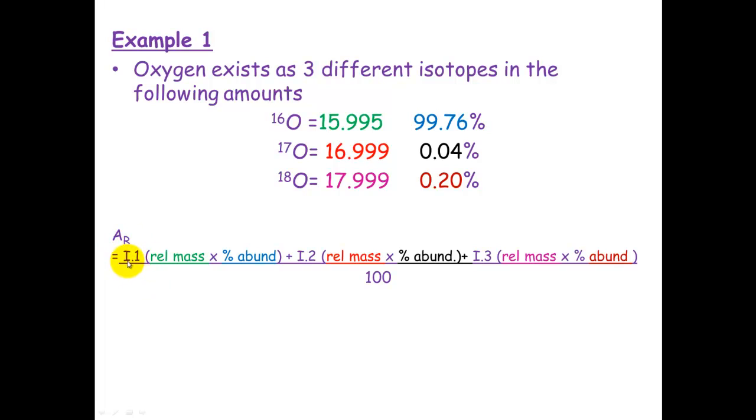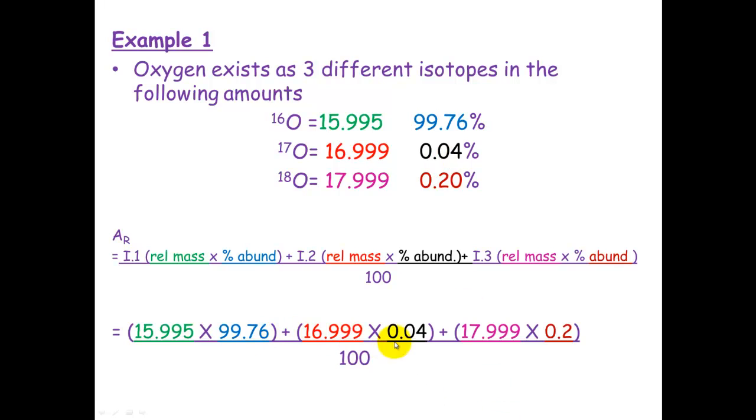So we use the formula. Isotope 1's relative mass times its percentage abundance. Isotope 2's relative isotopic mass, which is 16.99, times percentage abundance, which is 0.04. And I've written them down here for you. Last one, isotope 3, we've got its relative mass, which is 17.999, multiplied by 0.20. So each isotope, you're just multiplying the relative abundance percentage by the relative isotopic mass.